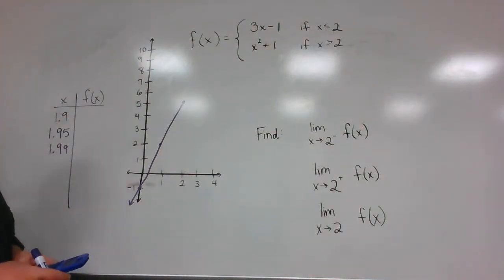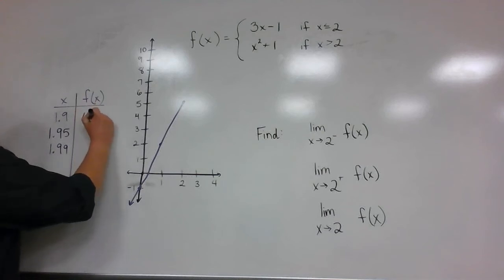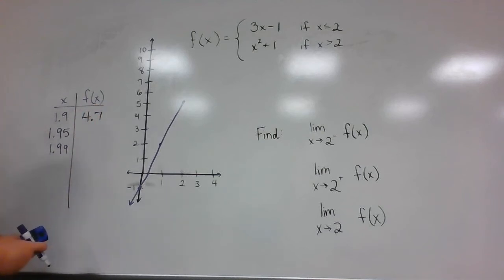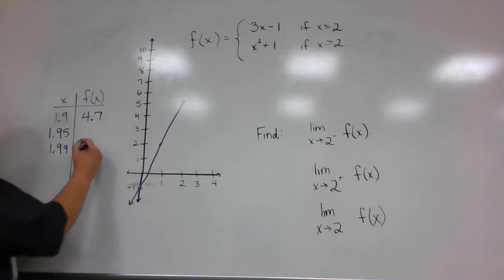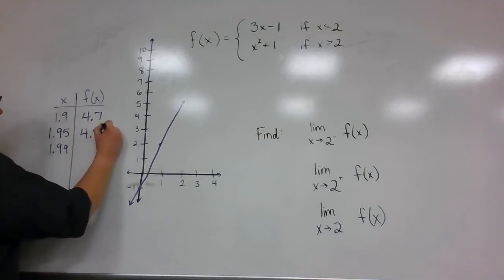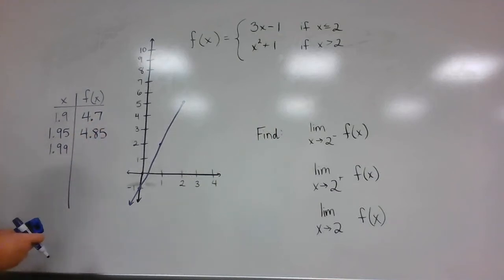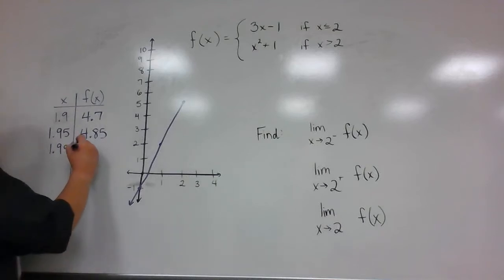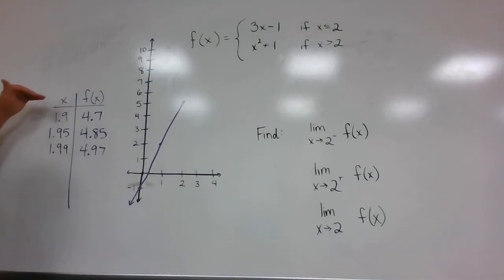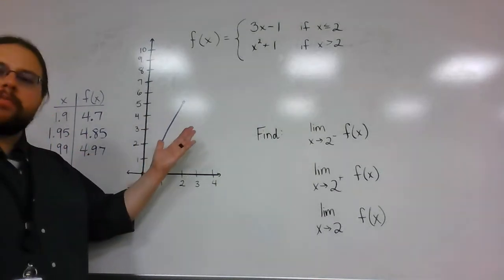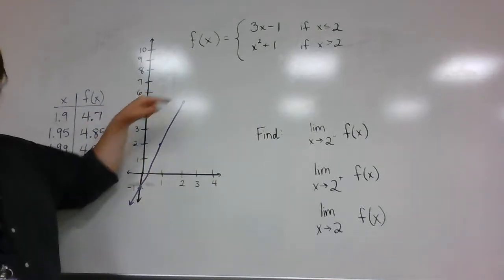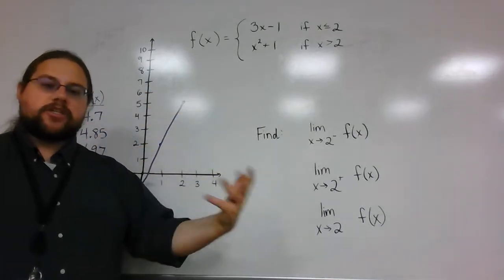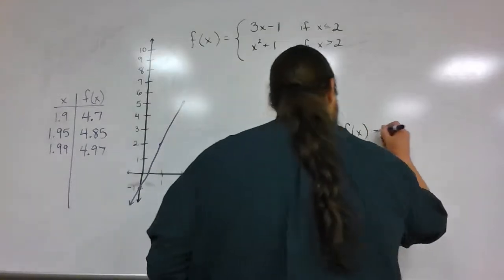So 3 times 1.9 minus 1 gives me 4.7. I'm also going to try 1.95. When I plug in 1.95, it gives me 4.85. And when I plug in 1.99, it should give me something really, really close to 5. It sure does, 4.97. So as we're going, we seem to be getting closer and closer to 5, which is good. That's what my picture showed me as well. We're getting closer to a y value of 5 up here. Now, that's great. That's the left side.